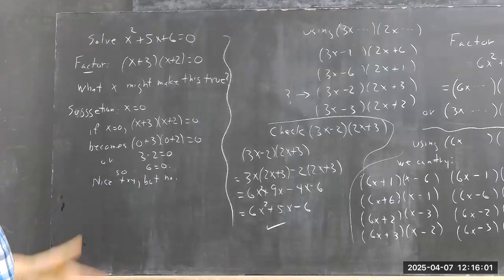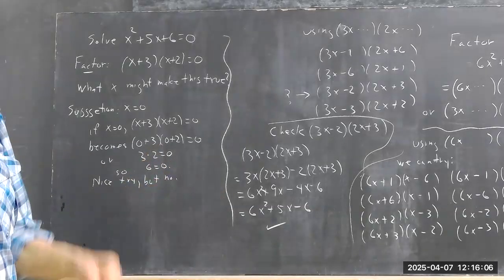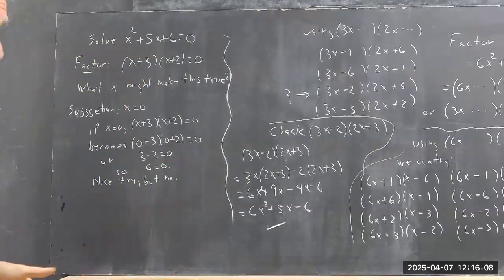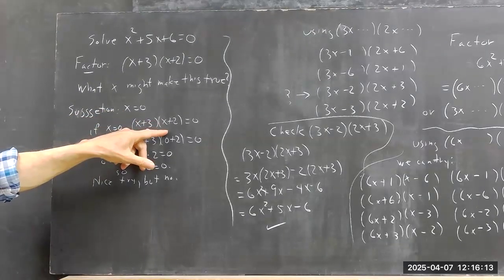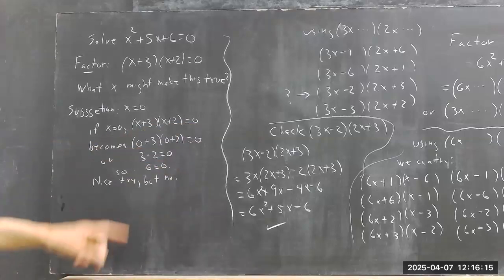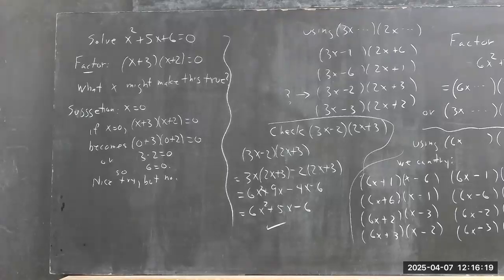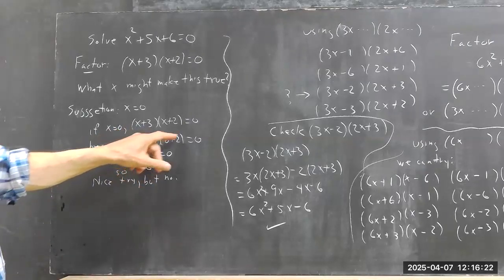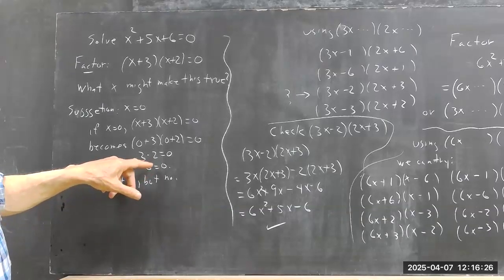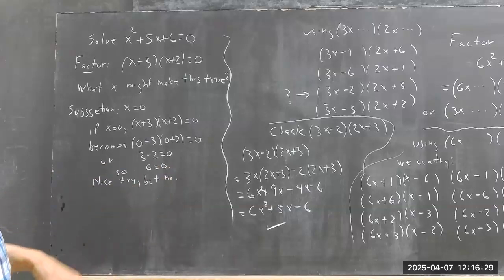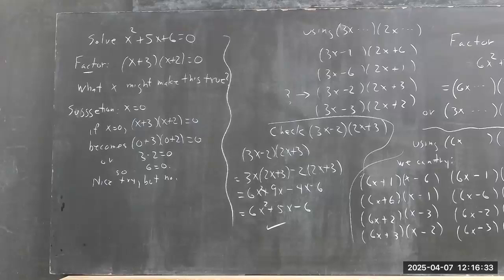I got the suggestion about x equals 0. That's not a bad suggestion, okay? Turns out it doesn't work, but let's check out why. If x equals 0, then x plus 3 times x plus 2 equals 0 becomes 0 plus 3 times 0 plus 2 equals 0. And 0 plus 3 is 3, 0 plus 2 is 2, and 3 times 2 is 6. So 6 isn't equal to 0. So nice try, but no, that didn't give us 0. Okay.